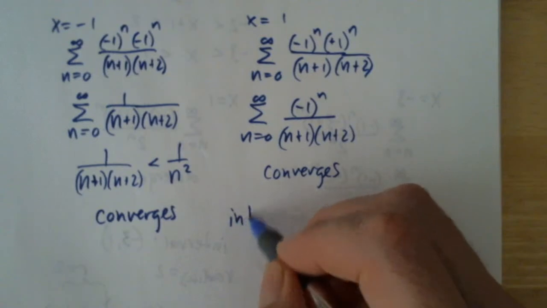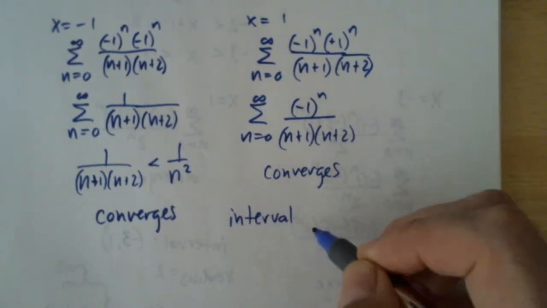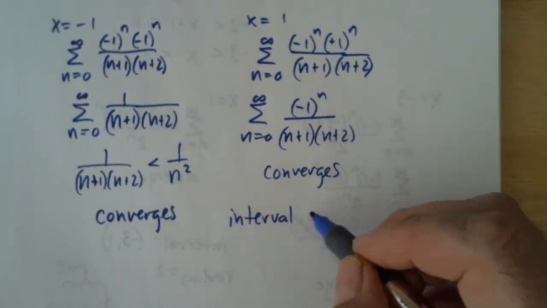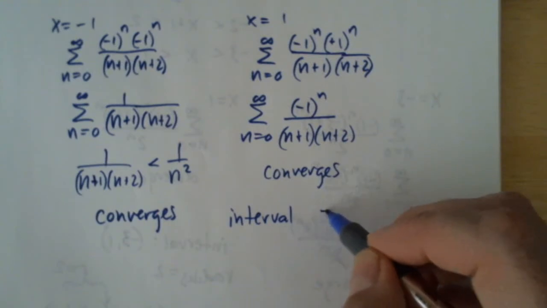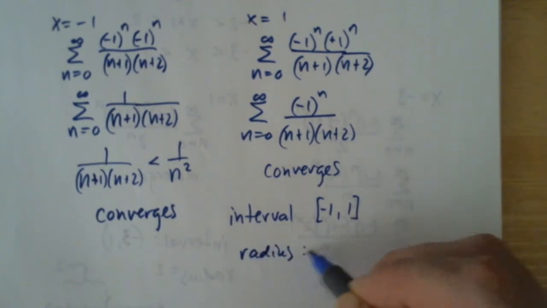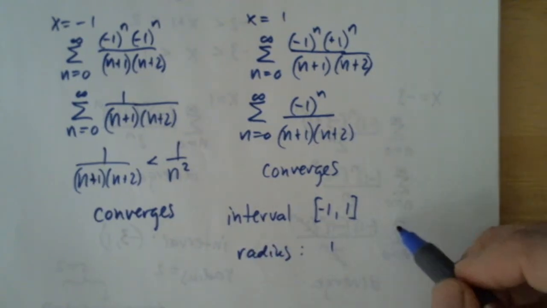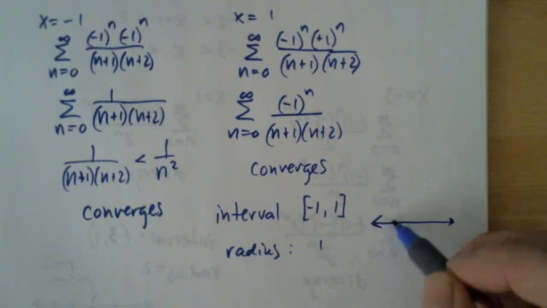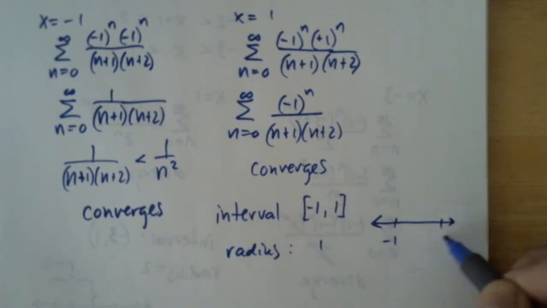And that means we have convergence at the endpoints, and then we would say the interval of convergence is from -1 to 1, but now we use brackets, and we can say that the radius of convergence is 1 because it's converging all the way from -1 to 1, so it's centered at 0, and the radius is 1.